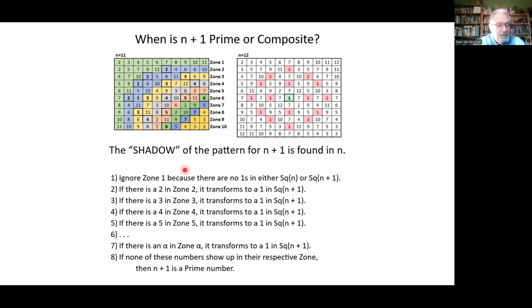So, the rule ends up being simple. If we're in zone 2, and if a 2 exists in this blue zone, then it'll convert into a 1, because remember, we're subtracting 1 to get the next number in the sequence for n equals 12. So if a 2 shows up, it's going to become a 1. So we can just look for 2s in zone 2, and we'll know that the following number is going to be composite. And this also applies for zone 3. If there are 3s in zone 3, remember we're subtracting the zone number minus 1, which would be 2.